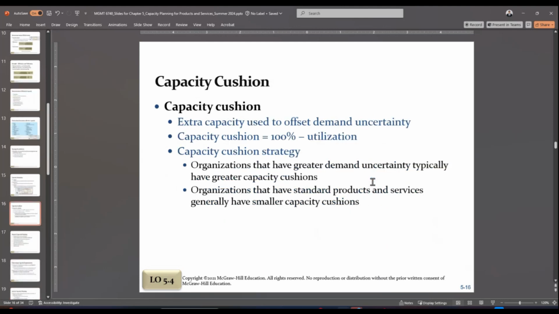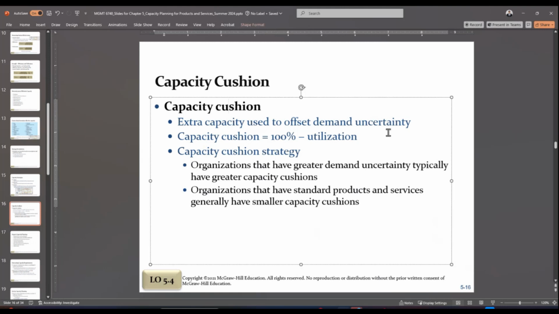Capacity cushion, like I said before, is nothing but a safety stock. This cushion is the extra capacity used to offset demand uncertainty. The formula is 100% minus utilization. Whatever the difference is, sometimes it can be 5%. If the variability is high, it can be even higher, like 10% and so on. Just in case there is a sudden increase in demand and I don't have the capacity, I at least have this cushion capacity, this cushion inventory, that I can sell, and the customer will get what they want and won't go to your competitor.